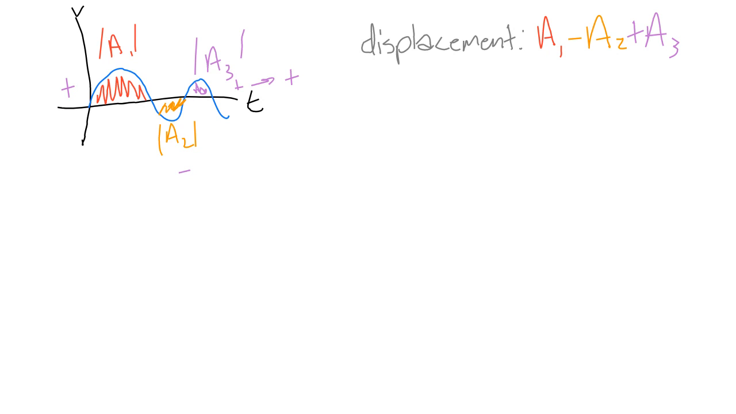Whereas distance, on the other hand, takes into account everything. Distance is equivalent to A1 plus A2 plus A3. Because distance is showing how we went here, and then we had some more here, and then we went here. It doesn't really take into account direction or anything like that. It's just how much is there.